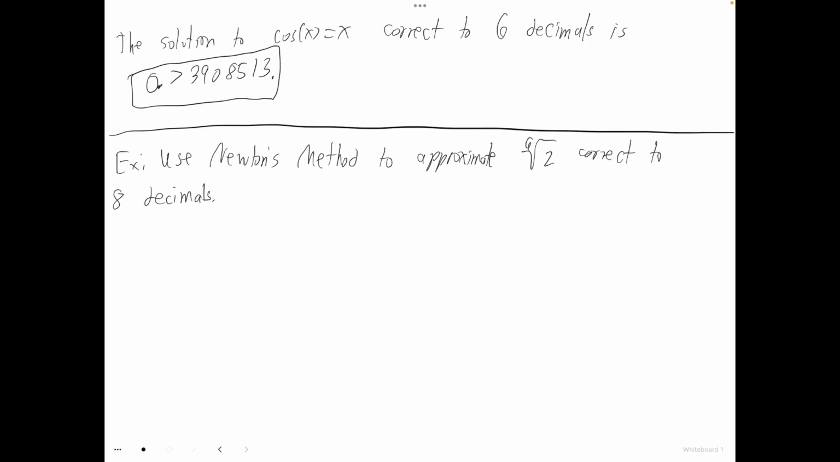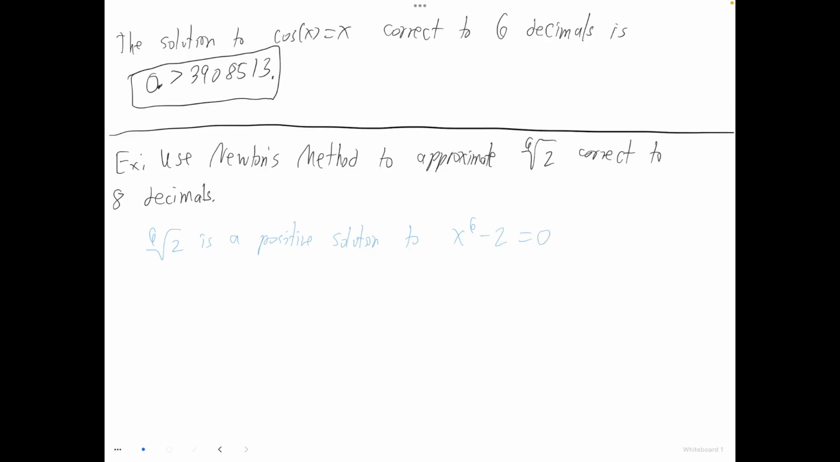Now, what we're going to do here is the exact same process that a calculator would do to give you the approximation for the sixth root of 2. And so the first thing to note is that the sixth root of 2 is a positive solution to the equation x to the sixth minus 2 equals 0.